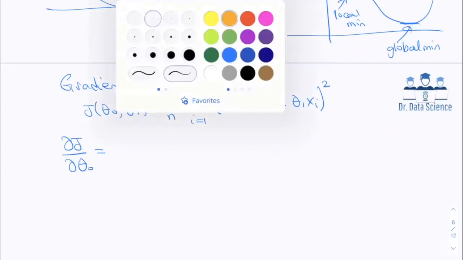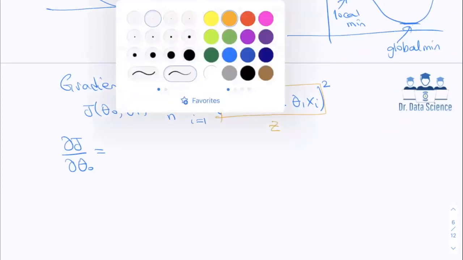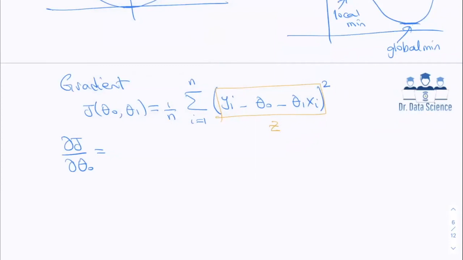So in order to make this simpler, let's call this z. And now we want to find this partial derivative with respect to theta 0. So this would be summation from 1 to n. And the reason that we can take the derivative inside the summation is because they're both linear operators. So we are allowed to take the partial derivative of the inside of this summation.